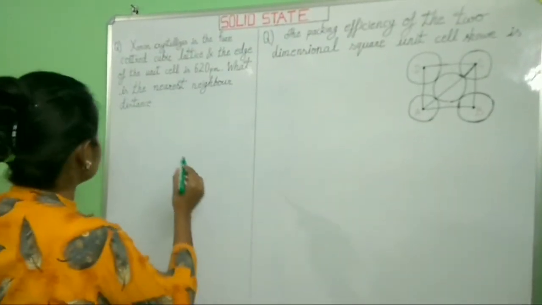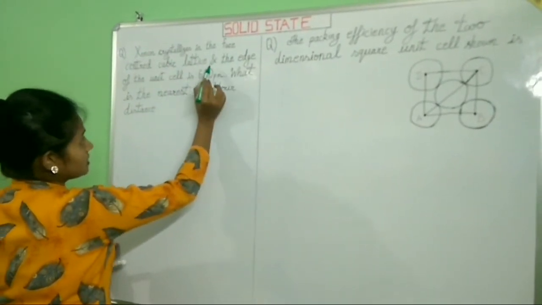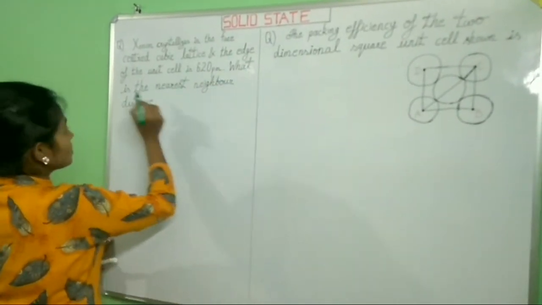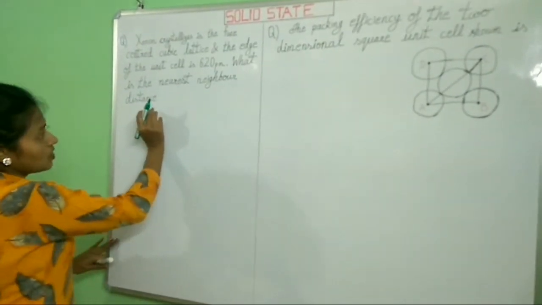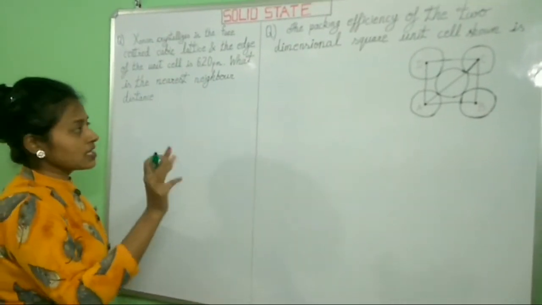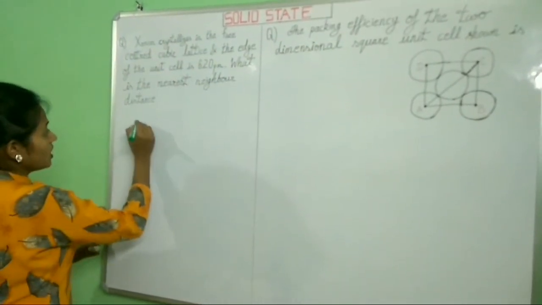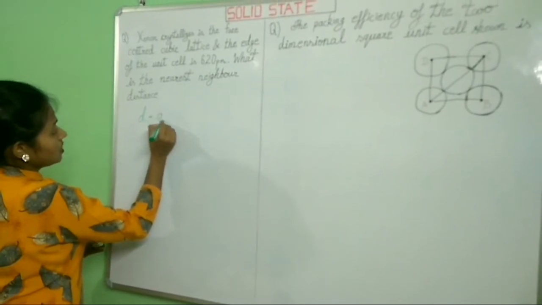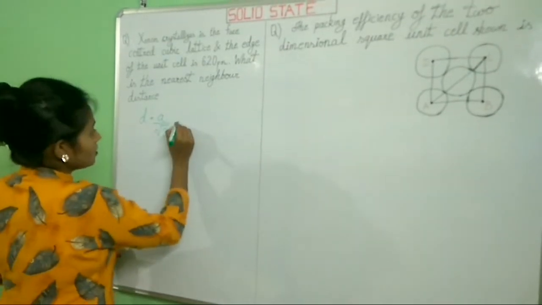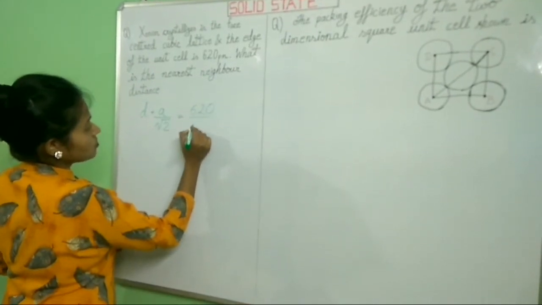And the next question is: xenon crystallizes in the face-centered cubic lattice and the edge of the unit cell is 620 picometer. What is the nearest neighbor distance? Now, whenever nearest neighbor distance is given, keep it in mind that they are asking about the diameter. So, how to find out the diameter of face-centered cubic lattice? We know that D equals A by root 2. D for diameter, A is the edge length.